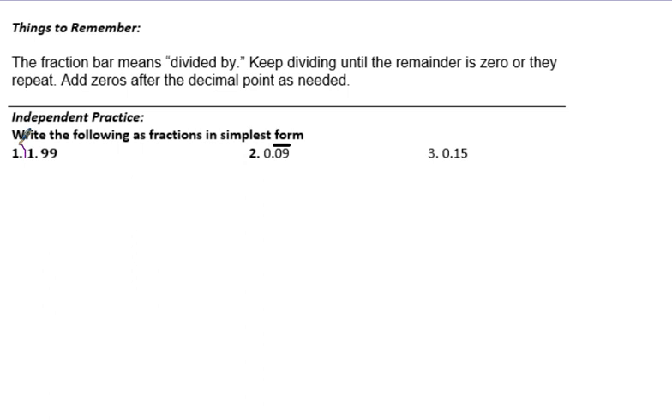This is number 1, if that's confusing, put a circle around it. It's 1 and 99 hundredths. This is number 2, it's a repeating, so be careful, that's a little tricky. And then that's 15 hundredths, okay?